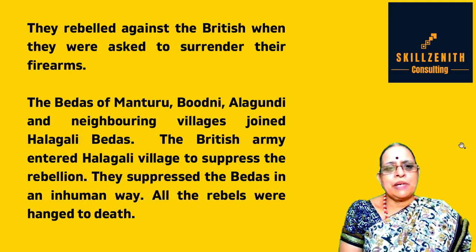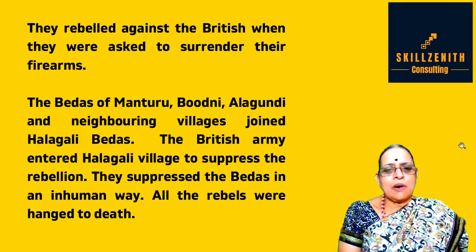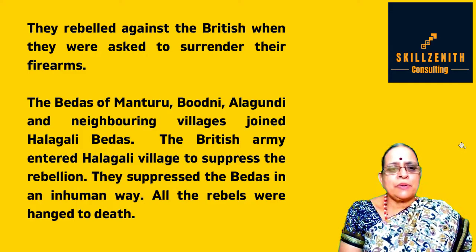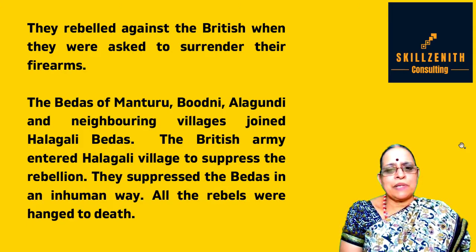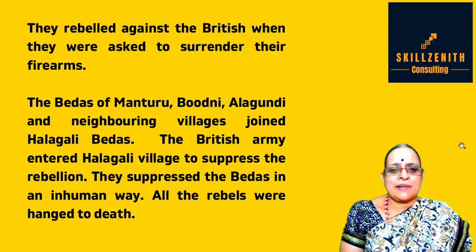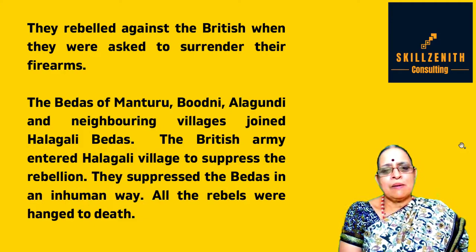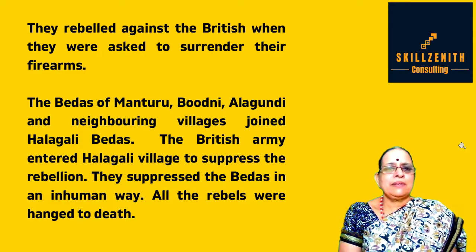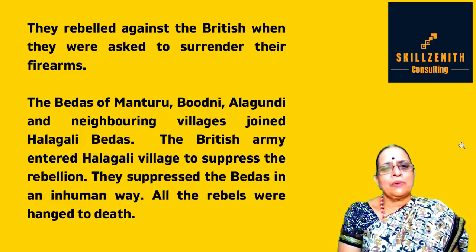The British army entered Halagali village to suppress the rebellion. It is common information that whenever there were rebellions, the British came with the army to suppress them. They suppressed the Bedas in an inhuman way. Inhumanly, they killed the Bedas wherever they found them, shooting them. All the rebels were hanged to death. Either they shot them, or they took them away and hanged them.